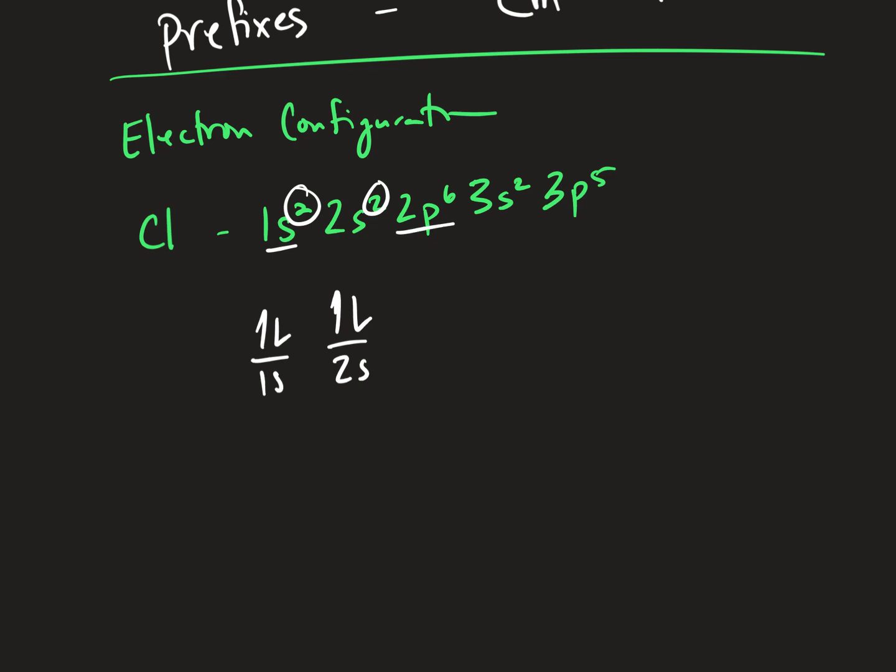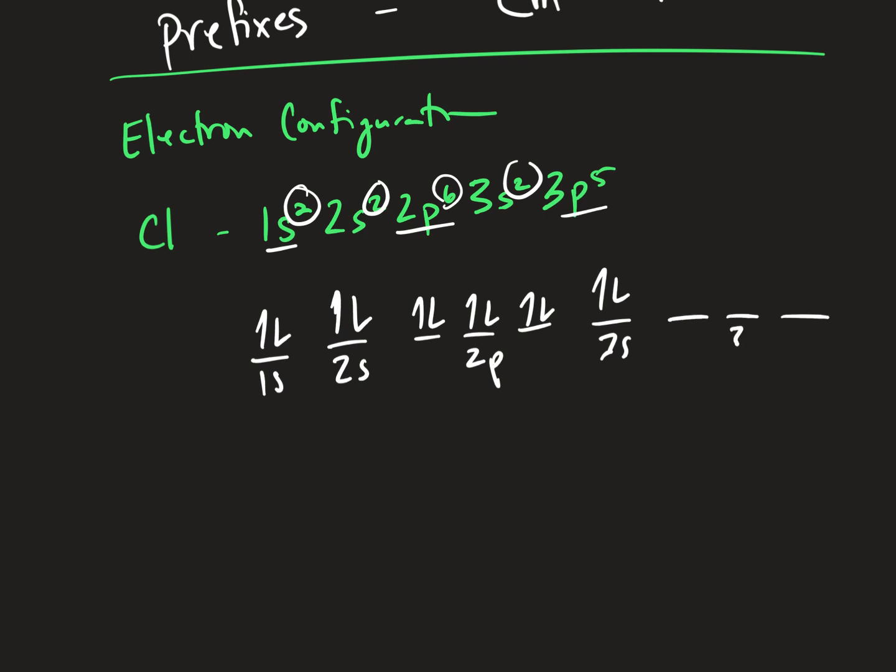Next one is 2p, and p has how many orbitals? Because it's 6 divided by 2 is 3. 1, 2, 3, that's 2p, it has 3 orbitals, 1 up in each of them before you pair going down. There's 6. And we got 3s, just one orbital, an up and a down, 2 electrons. And then 3p, 1, 2, 3 for p again. 3 is just the energy level. You with me? Question?